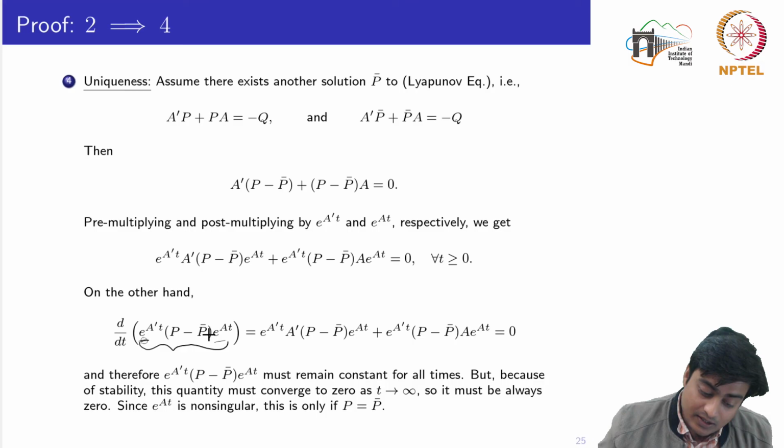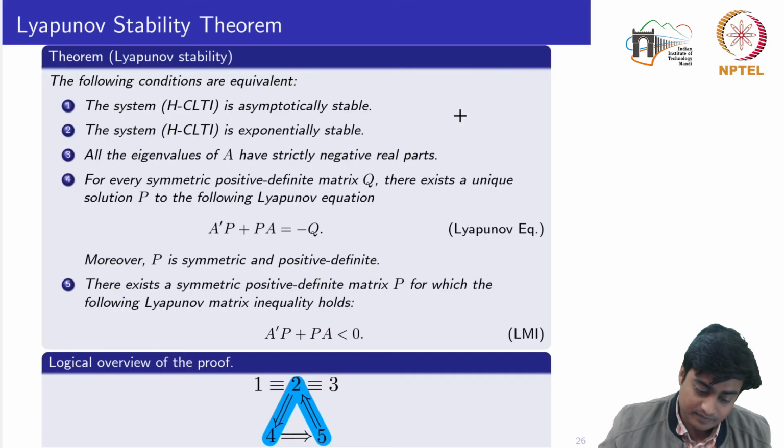Meaning to say that this form would become equal to 0 only if this weight matrix becomes equal to 0, right? So P minus P bar equal to 0, meaning P would always be equal to P bar. So there does not exist any other matrix than P. Certainly for different Q there would be different P, but for the same Q there could not be two different P. This is how we define the uniqueness. Okay.